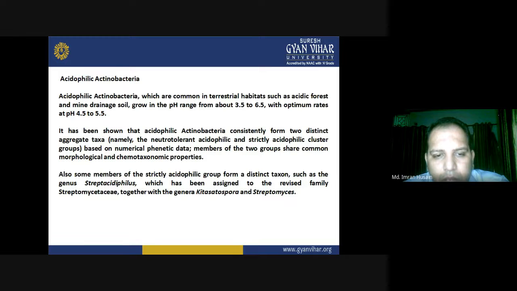Some members of the strictly acidophilic group form a distinct taxon, such as the genus Streptacidiphilus, which can be assigned to the revised family Streptomycetaceae, together with genera Kitasatospora and Streptomyces.